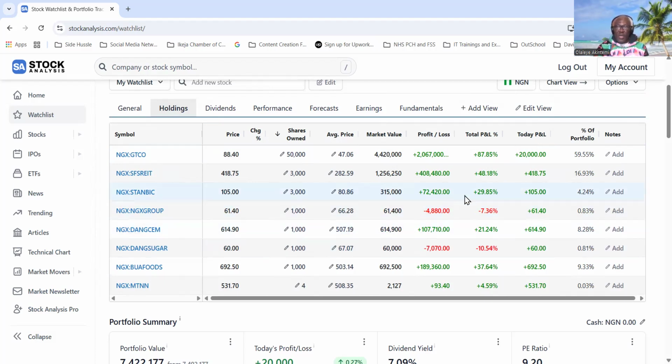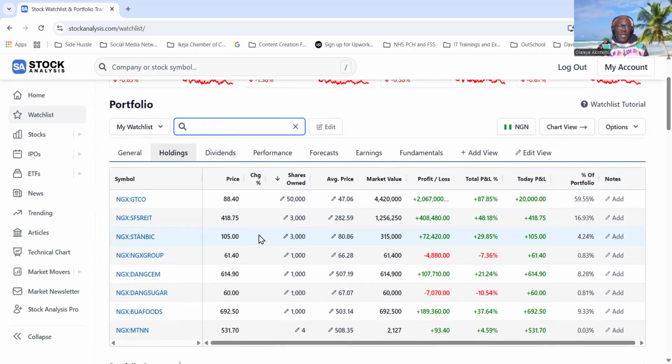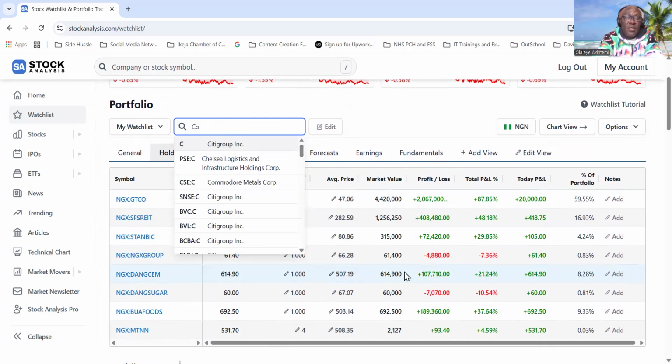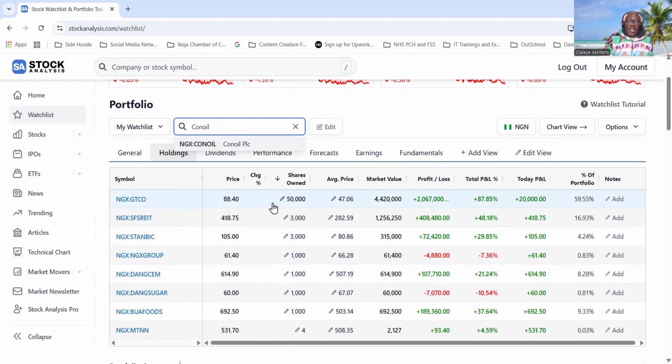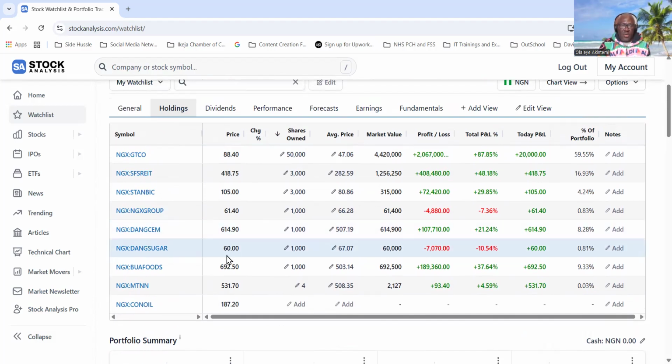The way it is now, when I come back here, all the stocks are there. If I buy another stock, all I need to do is click here, add new stock, and put the name of the stock. Let's say I buy Conoil. Remember, it has to be preceded by NGX. That shows it is a Nigerian stock. So I click on Conoil. Let's say I bought Conoil. Now you can see, let's have a look.